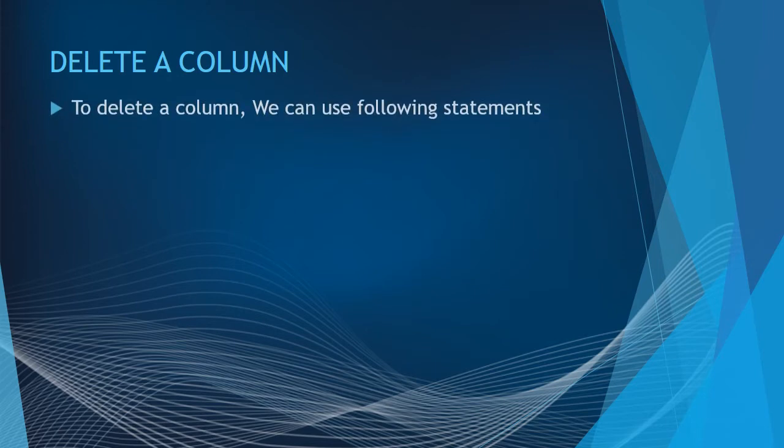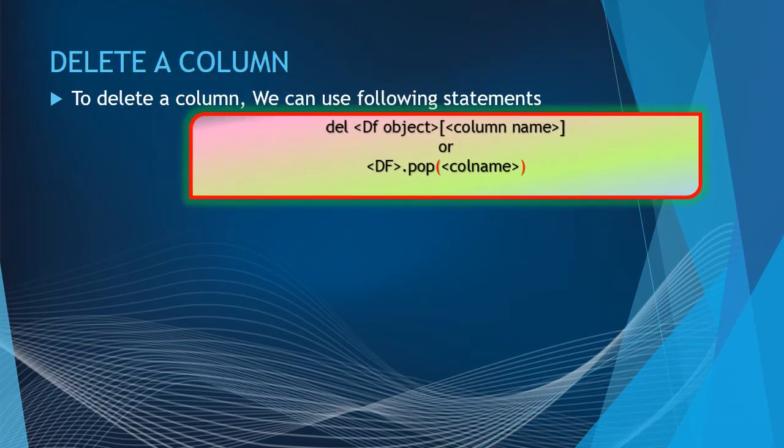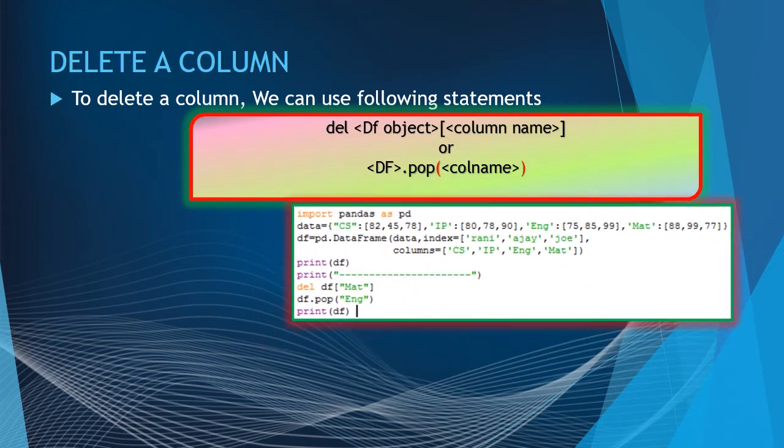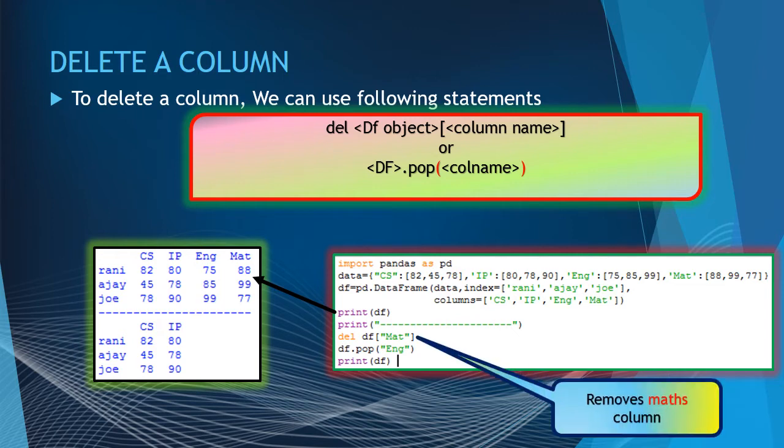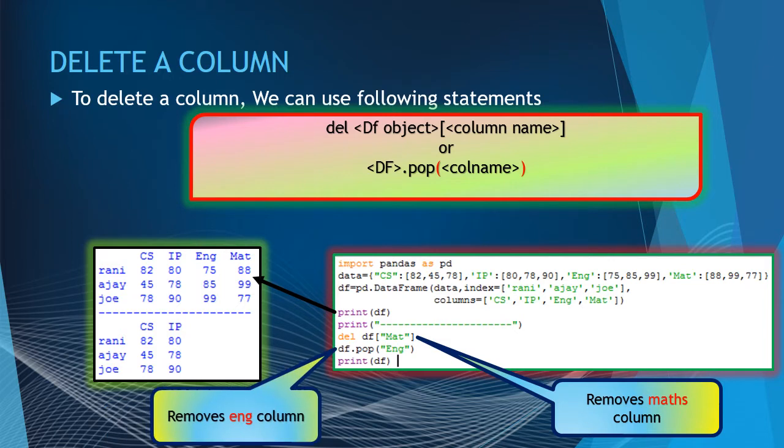To drop or delete a column, we can use the statement del or pop: del data frame object square bracket column name, or data frame object dot pop with the column name mentioned inside the parentheses. Say here a data frame with 3 rows and 4 columns, and I am going to delete the math column using the del statement, and next I am using the pop function and delete the English column. Now see the result: 2 columns.